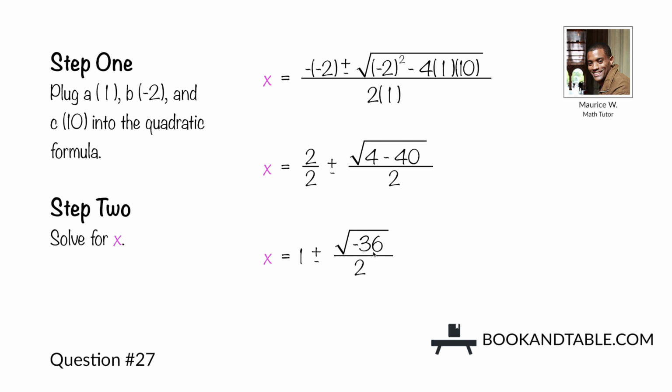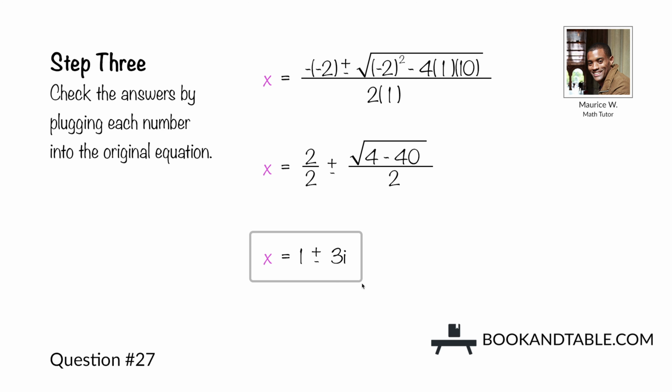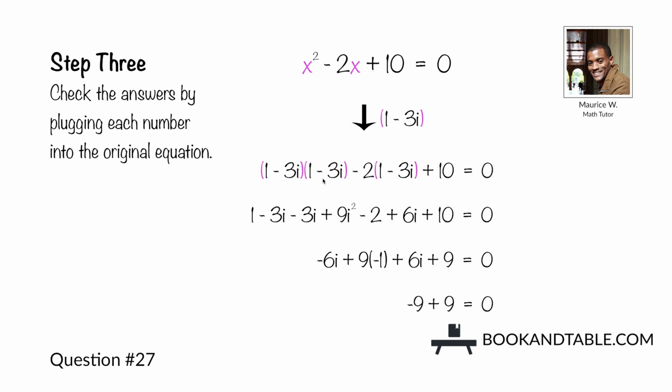The square root of negative 36 is equal to the square root of 36 times the square root of negative 1, which is equal to 6i. 6 divided by 2 is equal to 3. So we get x is equal to 1 plus or minus 3i. And now we want to check these answers by plugging each number into the original equation, x squared minus 2x plus 10 is equal to 0.